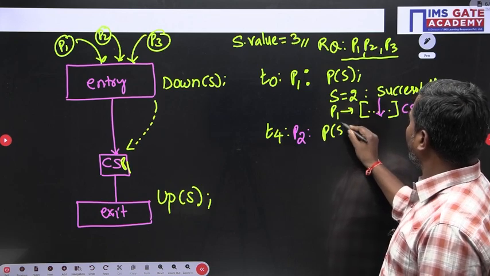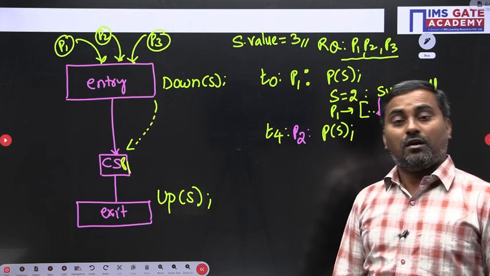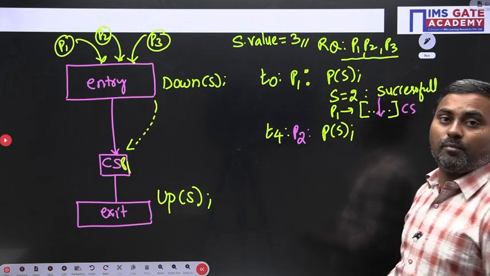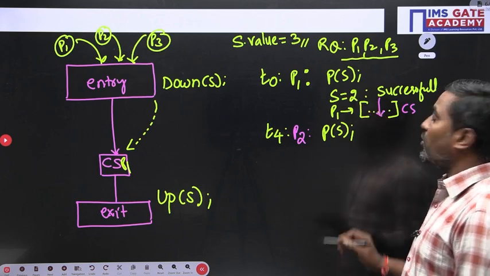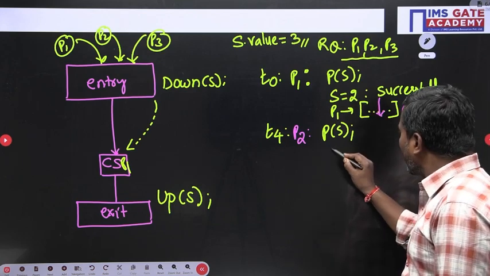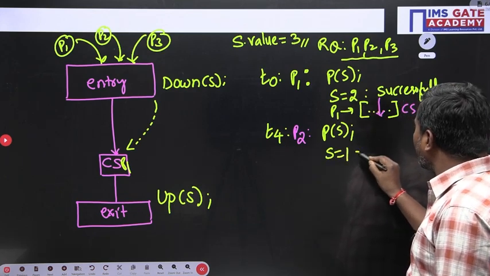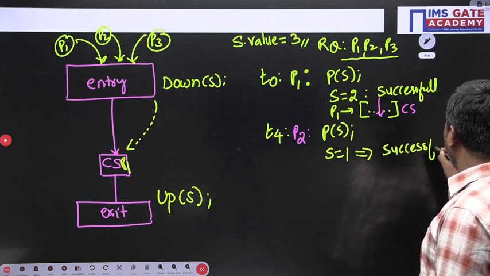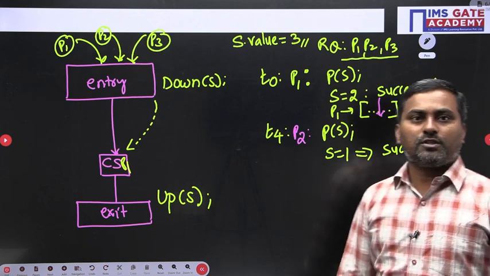Process P2 will also run P of S. What is the meaning of P of S? Down of S, which decrements the current semaphore value. Currently the semaphore value is 2. If I decrement it, S becomes 1. So this implies it is again a successful operation. The successful operation meaning what?